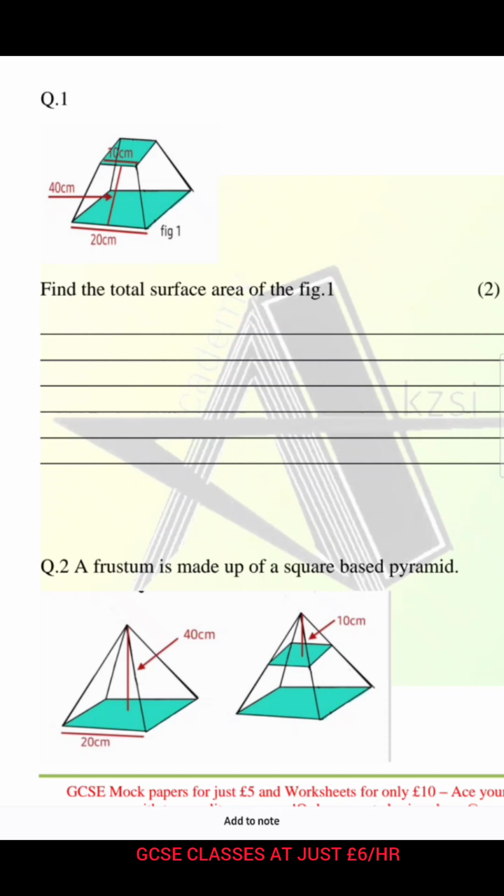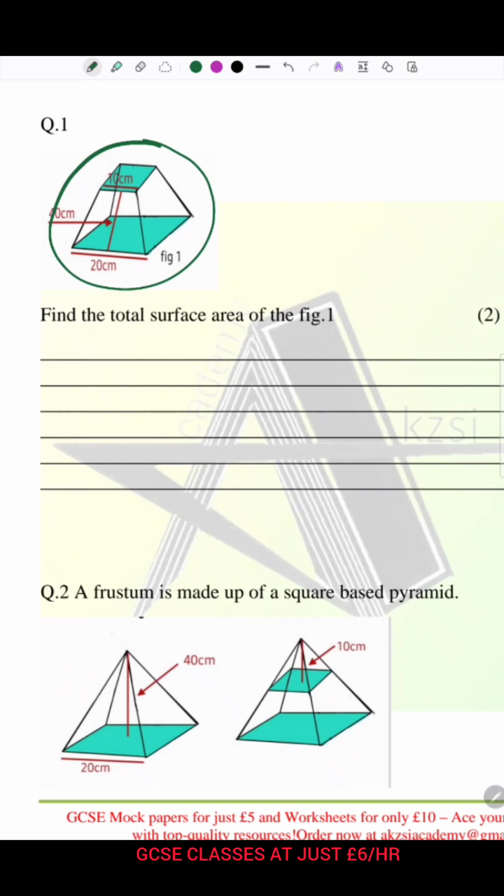So let me start with question number 1, which you can see here. It says, find the total surface area of figure 1. Figure 1 is clearly the frustum. And frustum of what? Pyramid. And we know if we want to calculate the total surface area, it is the area of all the surfaces. We can clearly see there are 6 surfaces, the bottom one, the upper one. The bottom one is clearly a square base pyramid. So the bottom and the top surfaces are squares, whereas the other 4 sides are trapeziums. So we just need to find the area of each and add it up.